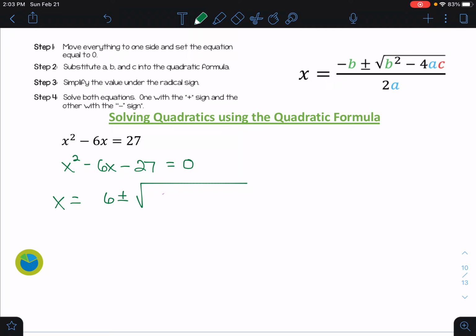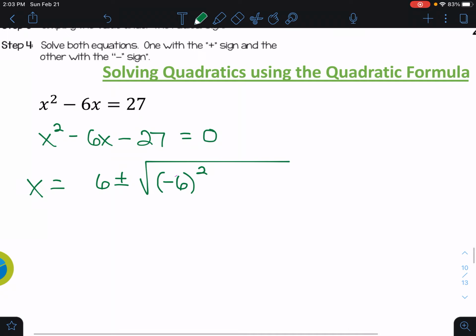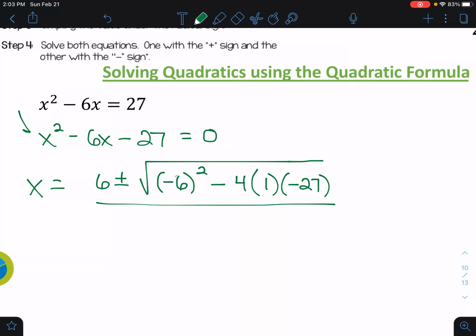Okay, now here you want everything else to go in parentheses. So b squared. b is negative 6, so I have to put that negative in the parentheses or my answer will be wrong. Make sure that that happens. Minus 4 times a. There's nothing in front here, so a is really 1 times c. Don't forget that negative 27. All over 2 times a, which again was 1.